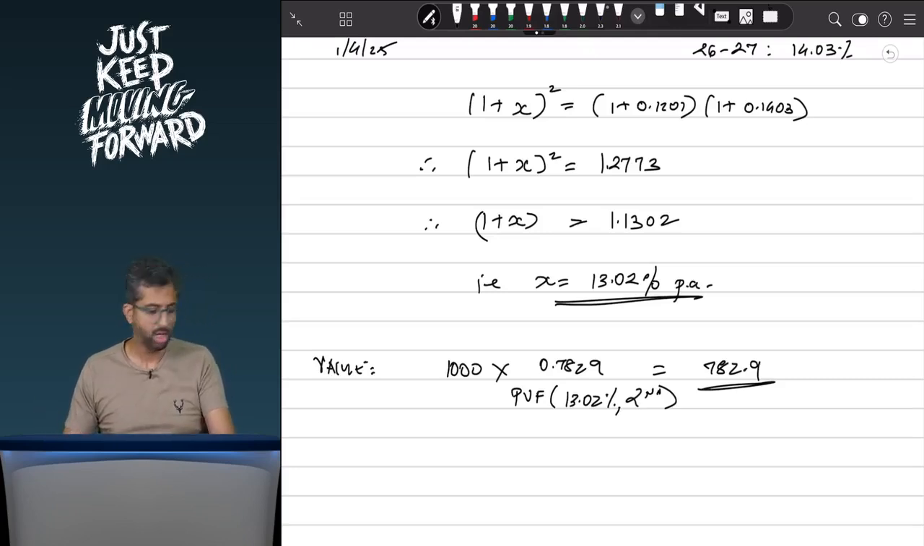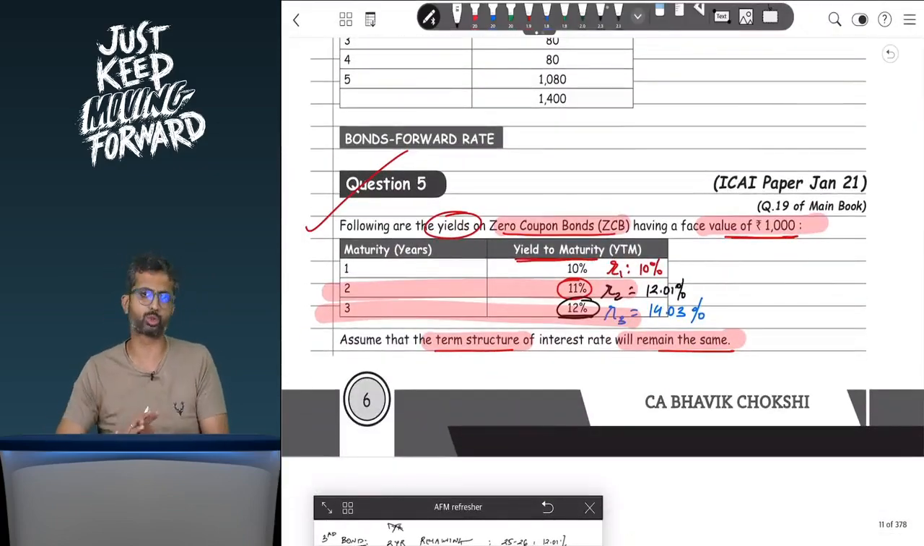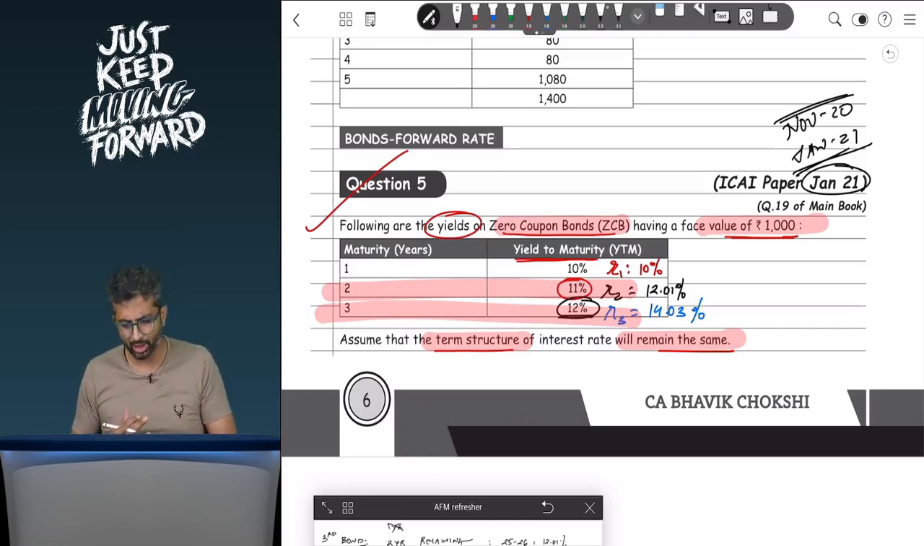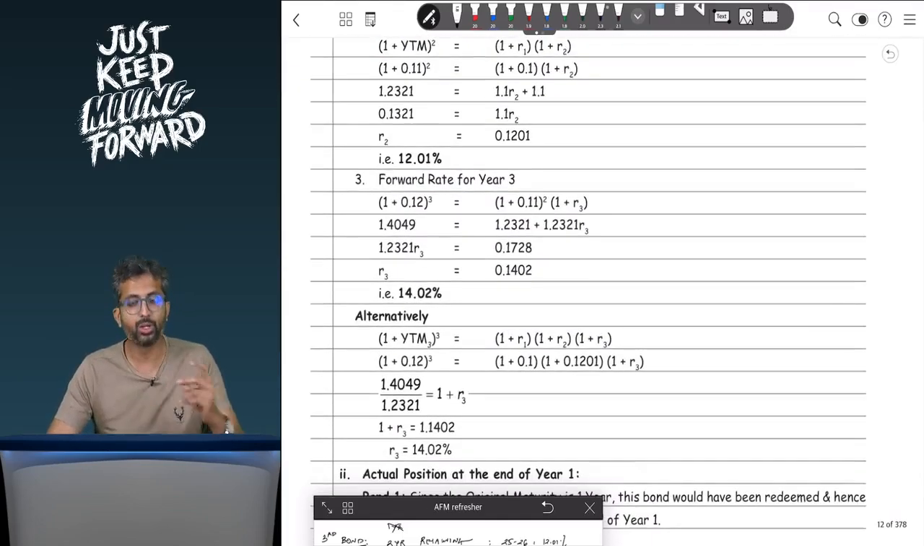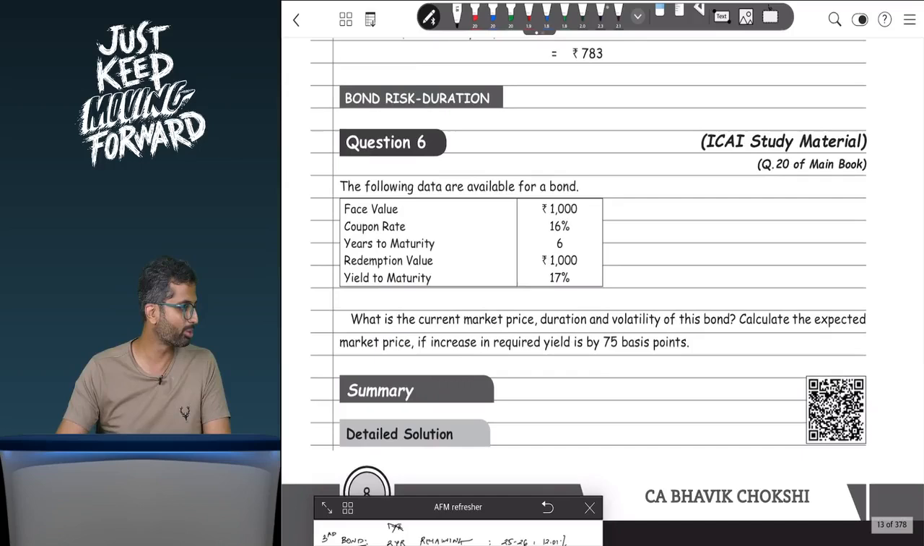Yes? Okay, so this takes care of the forward rate question, arguably the most complex question on forward rate, which was asked in the January 21 paper. November 20 and Jan 21 were two quite complex papers of AFM. There are other papers as well where there were medium level complexity. In these two papers there were fairly more complex adjustments. After COVID, the Institute came out with deadly AFM papers back to back. Okay, so that is pertaining to forward rates.